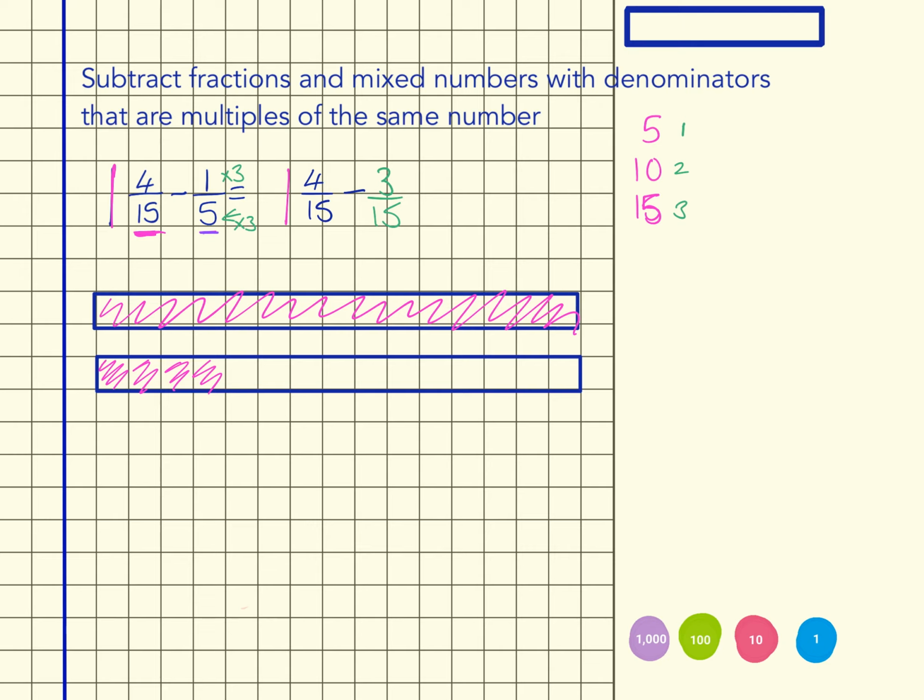So what I can now do is, where I've got my 15ths down the bottom here, if I cross off this one, 1, 2, 3, I've effectively subtracted 3/15. So I now have one whole still remaining up here, so that is written as the one whole that remains, and then I have now 1/15 left over, so 1 and 1/15 would be the total here.